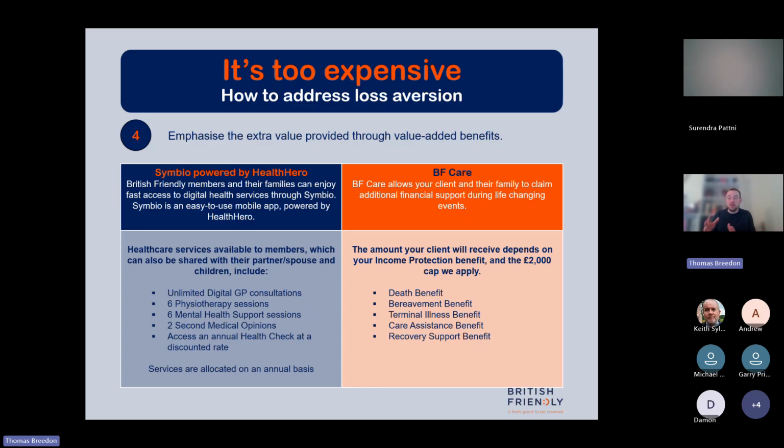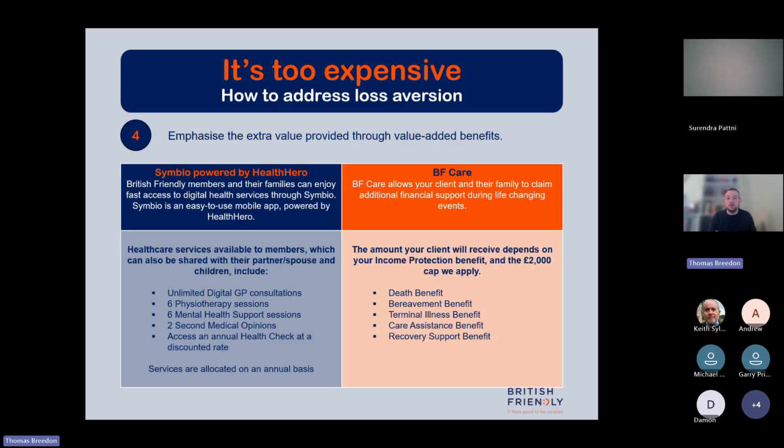You've got our BF Care, which has got an element of death benefit in there as well. Last year, we paid over £85,000 in death benefit claims. So it shows that these added value benefits the client gets access to with us here at British Friendly really go down well. They are used, and it's another thing that really highlights the importance of income protection, but also the expense part.